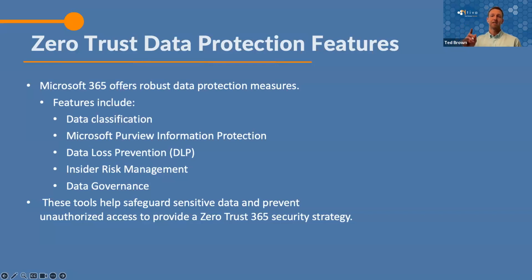One, verifying explicitly. Now, what this means is always authenticate and authorize based on available data points, including your user identity, the locations people are logging in from, the device health, the services that workloads are trying to access, the data classifications, as well as any and all anomalies.